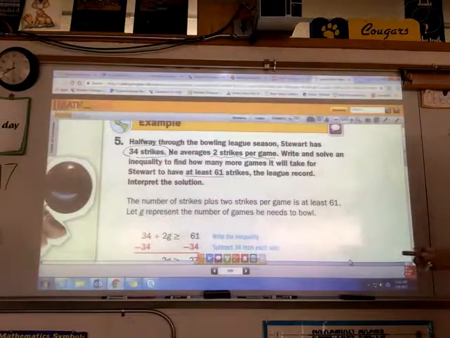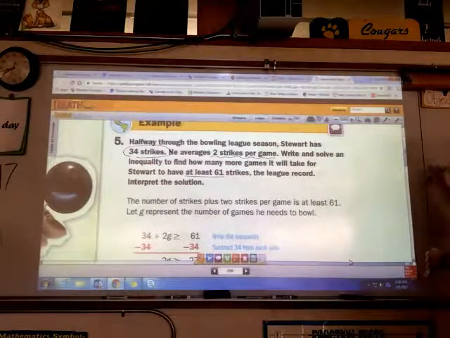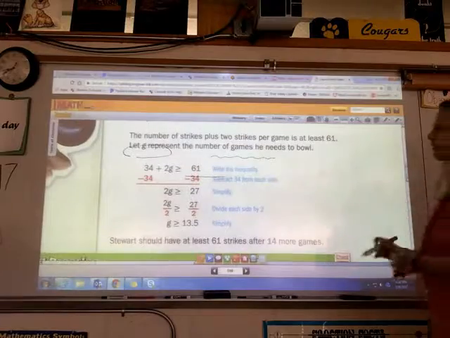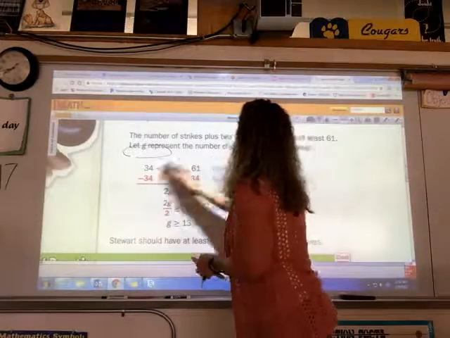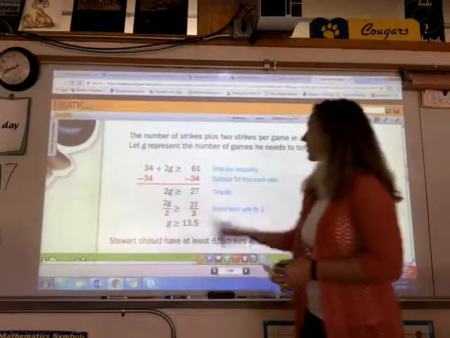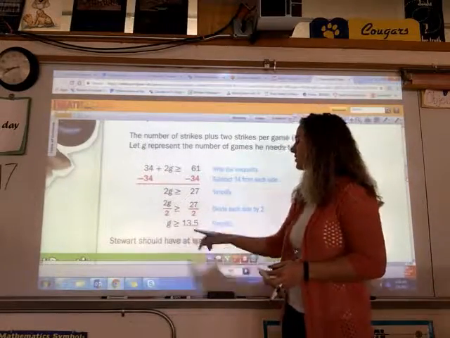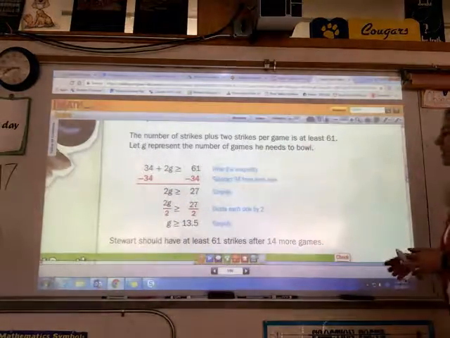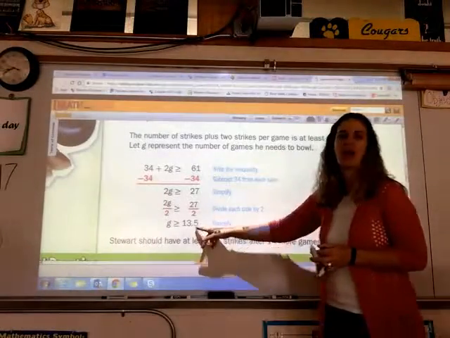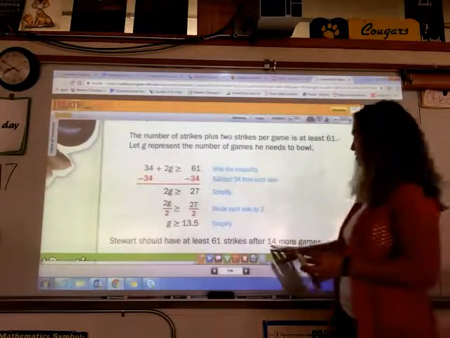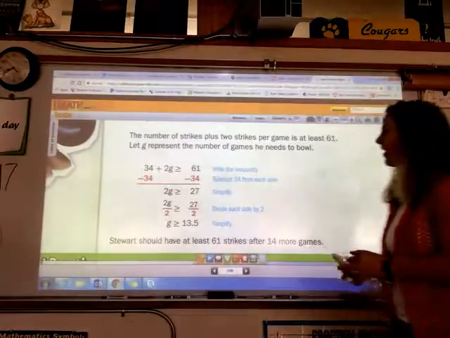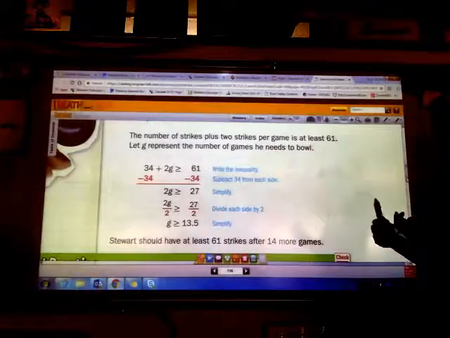So when they solve that, first of all, they're going to subtract 34 on both sides. Then I have 2g is greater than or equal to 27. Divide both sides by 2. So g has got to be greater than or equal to 13 and a half, which means he's probably not going to bowl half of a game, so he's going to have at least 14 more games to have at least 61 strikes.